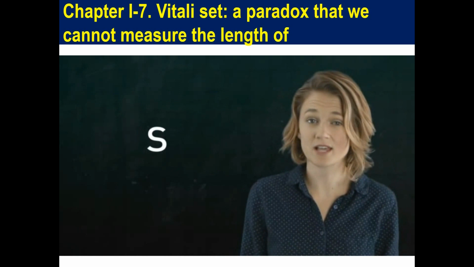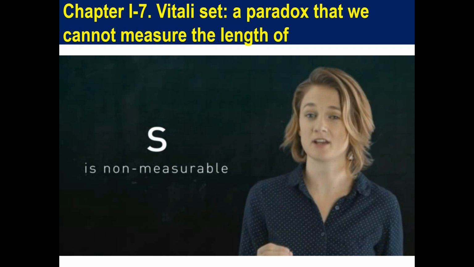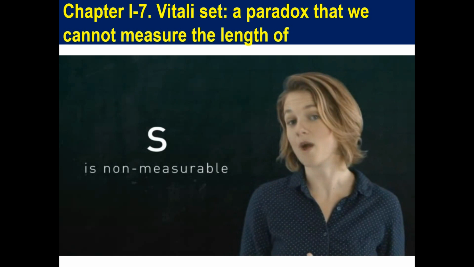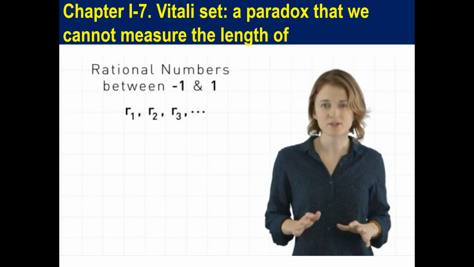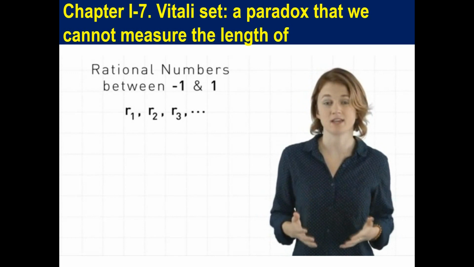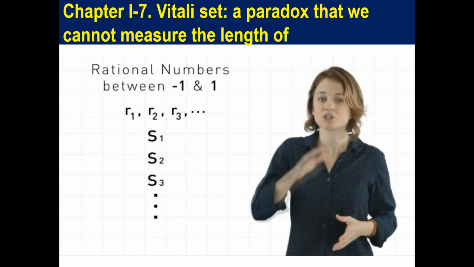The proof that S is non-measurable is a little tricky, so during this next segment, I'd encourage you to pause and rewatch whenever it's helpful. First, we'll list all the rational numbers between negative 1 and 1: R1, R2, R3, and so on. Remember, there's countably many rational numbers, so it's no problem to make a list like this. Then, we'll define a bunch of new sets, S1, S2, S3, and so on, which are essentially just copies of S shifted by the rational numbers R1, R2, R3.